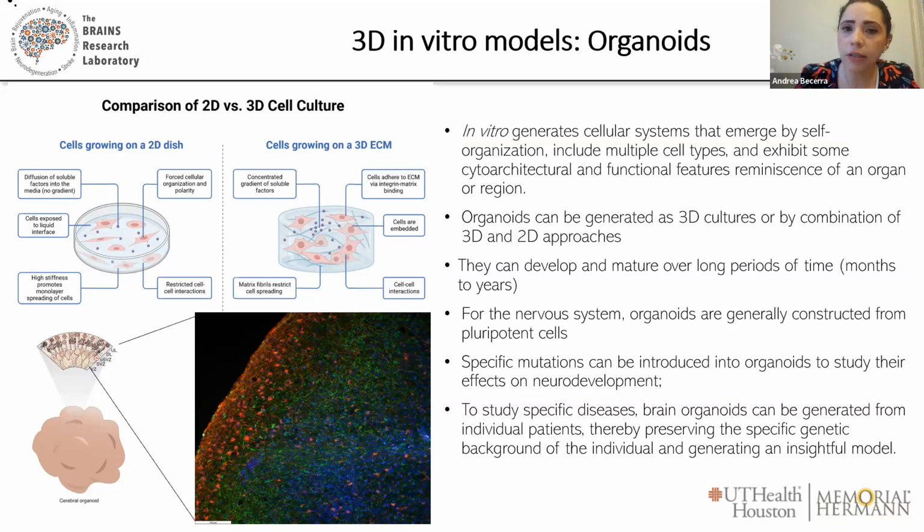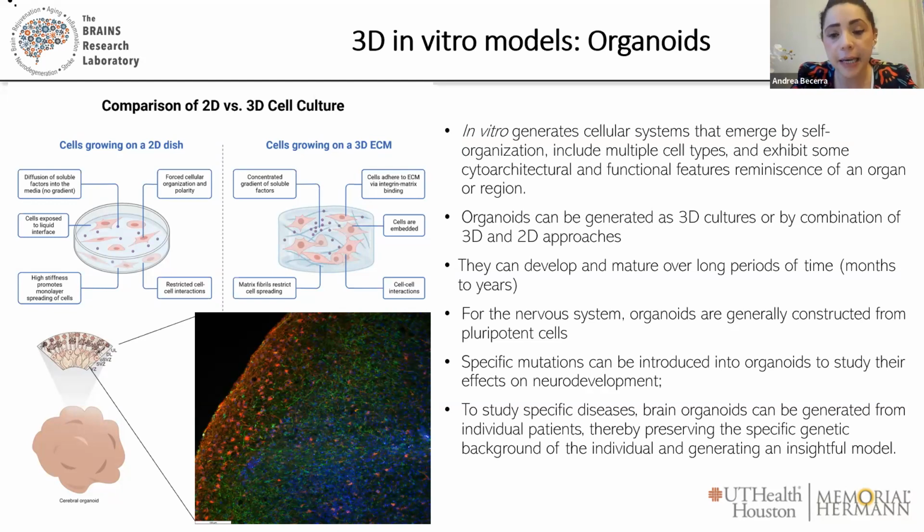When we produce organoids in this matrix, the cells differentiate and divide into multiple cell types and exhibit some cytoarchitectural and functional features reminiscent of an organ or region. Organoids can be generated as 3D cultures or in combination with 2D culture. This is also named co-cultures or assembloids. These organoids are able to survive in culture for long periods. The latest studies have shown that a brain organoid can be maintained for 1 year.